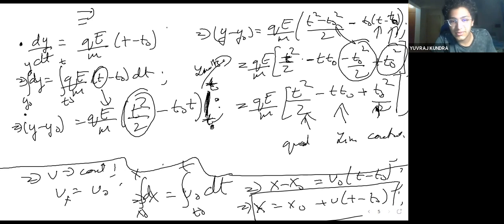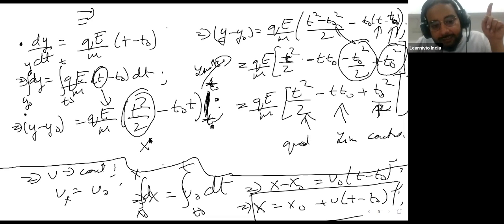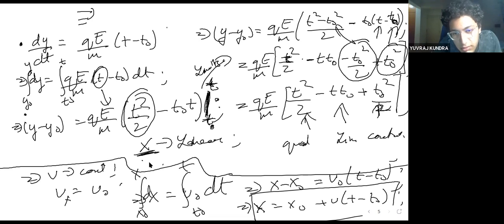Plus t naught square. So this is a constant term, this is a linear term, this is a quadratic term. Now notice your x equation is just linear, right? And your y is quadratic.